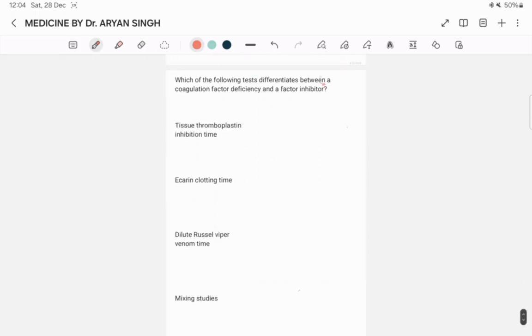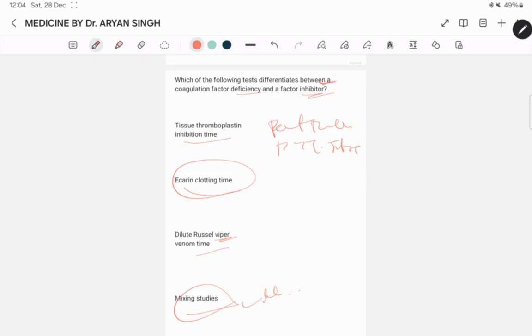Next question: which of the following tests differentiates between a coagulation factor deficiency and a factor inhibitor? Tissue thromboplastin inhibition time, ecarin clotting time, dilute Russell viper venom time, or mixing studies. Mixing studies is the best answer because the patient with severe postpartum hemorrhage and a prolonged PTT likely has a defect in a factor of the intrinsic coagulation pathway. Mixing the patient's plasma with normal plasma can differentiate between a clotting factor deficiency and a factor inhibitor. PTT will be corrected in a case of factor deficiency. It will remain prolonged if there is a factor inhibitor.